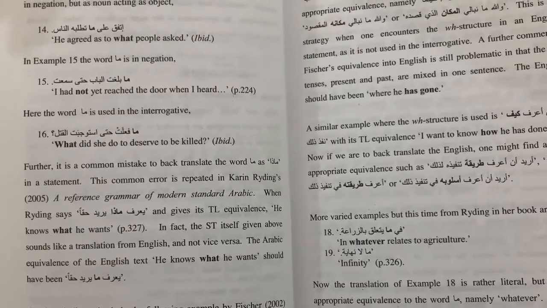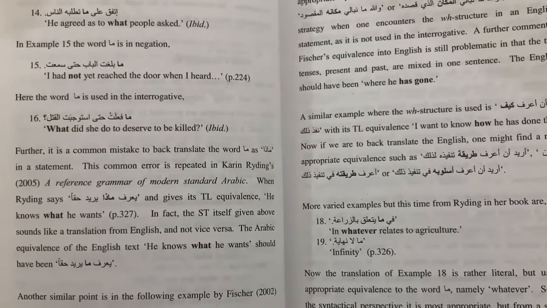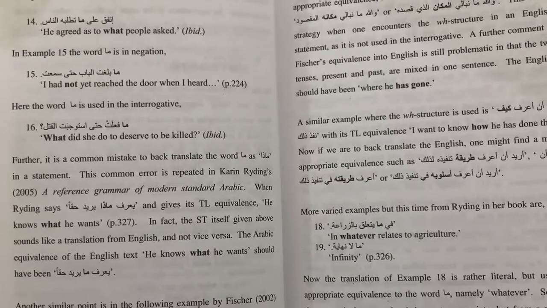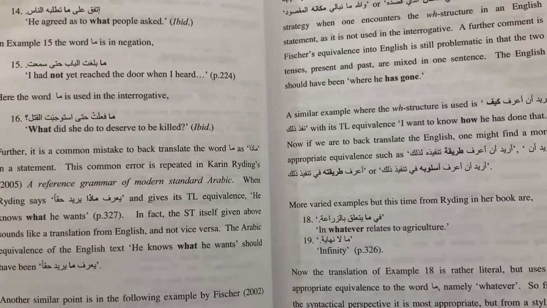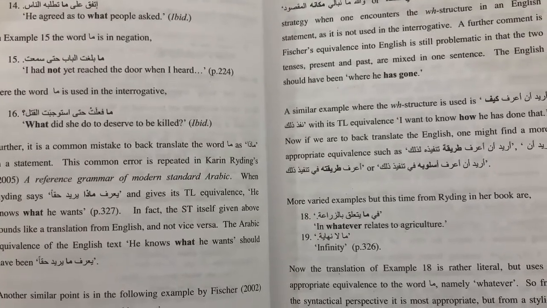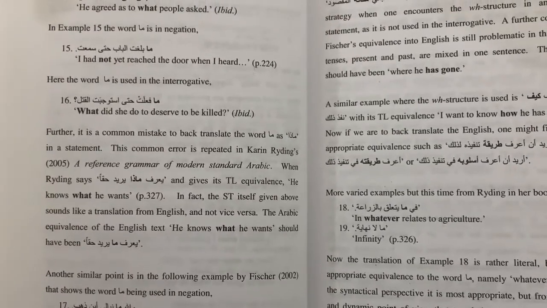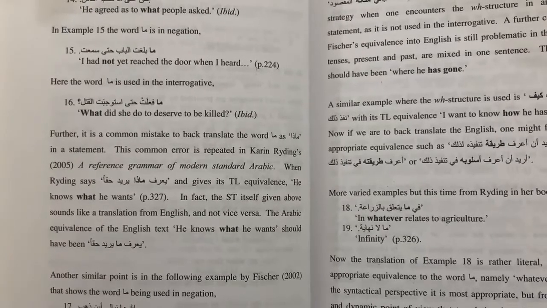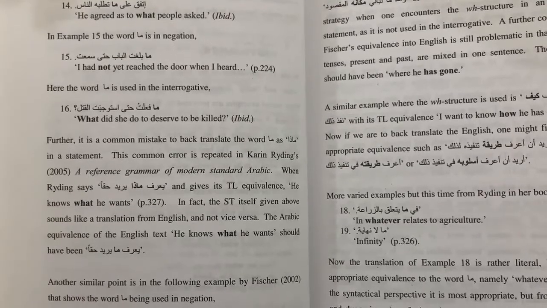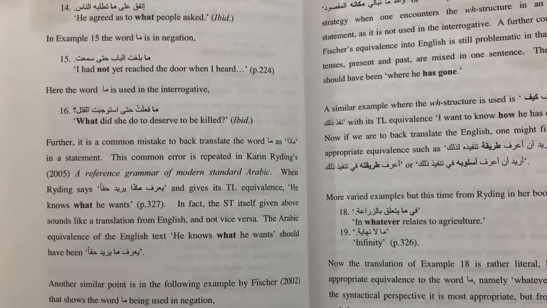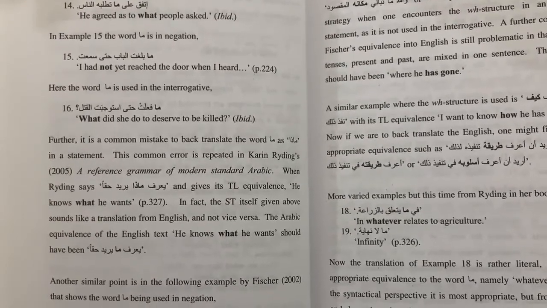It says ما بلغت الباب حتى سمعت. I did not reach the door. Okay, I didn't yet reach the door when I heard. So this is ما بلغت الباب حتى سمعت. ما فعلت حتى استوجبت القتل. What did she do to deserve to be killed? Okay, ما فعلت حتى استوجبت القتل. What did she do to deserve to be killed?